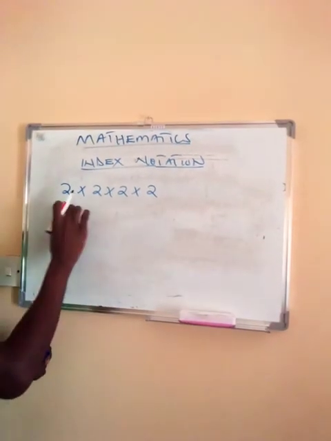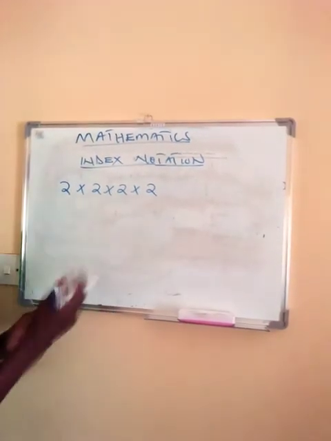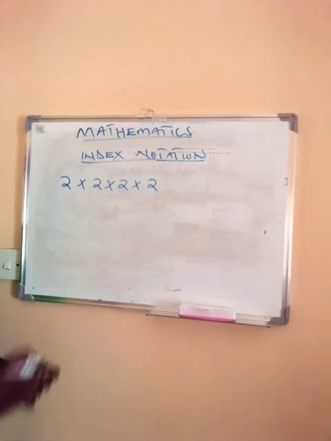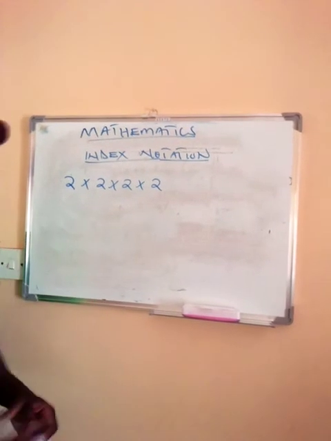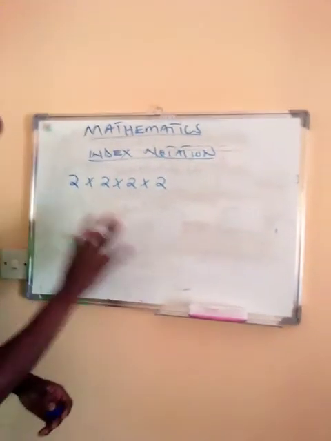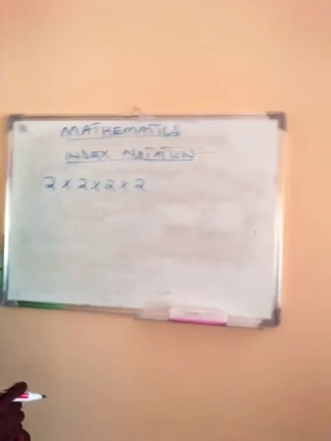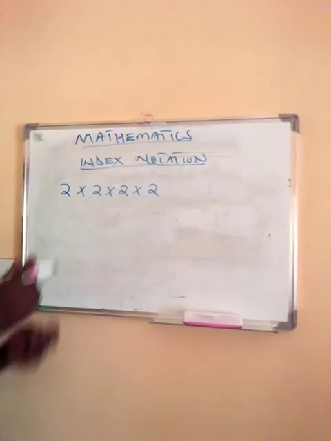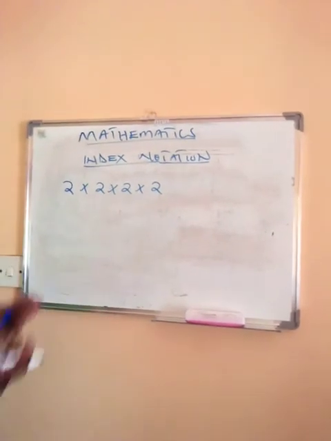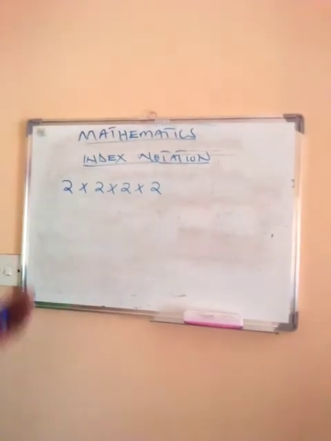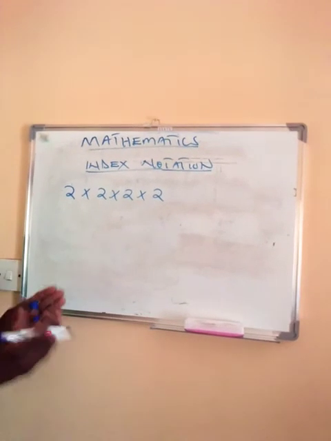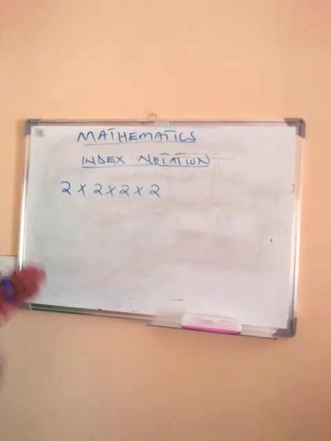For instance, if you want to multiply 2 by itself 1000 times, what kind of space are you going to fill in to finish that? This is the reason why the scientists came up with the index notation, so that you can reduce a number that you are multiplying by itself into a power.